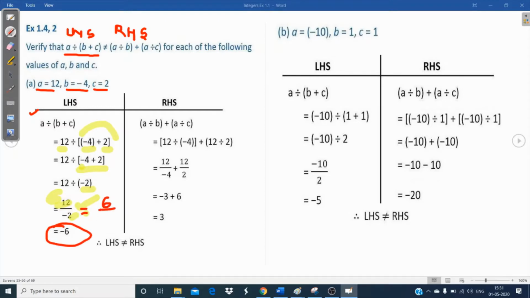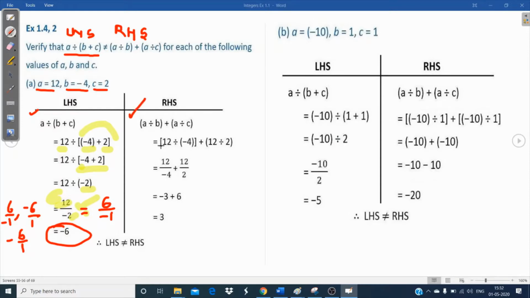6 upon -1. And I already told you, if you are writing like this, 6 upon 1 minus 6 upon 1, or in between you are putting the minus sign and 6 by 1, all means what? -6. Now let's solve RHS.